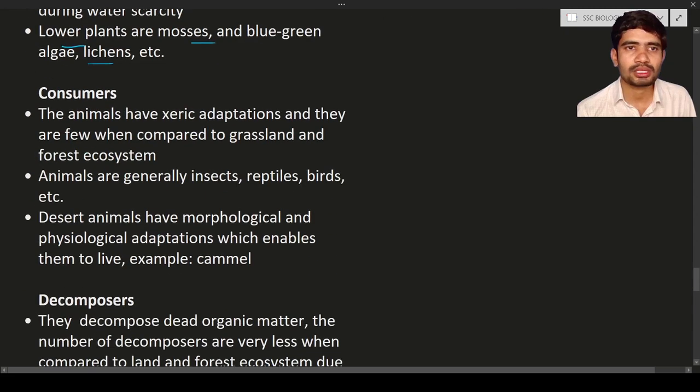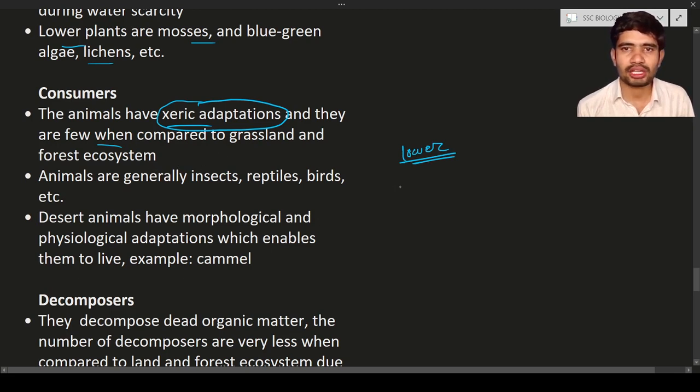Next is the consumers. Consumers means the animals that have xeric adaptations, like a rat or snake or a camel, whatever it may be. Xeric adaptation means they are going to live in low water conditions, and they adapt themselves to live in the low water conditions. That is xeric adaptation.